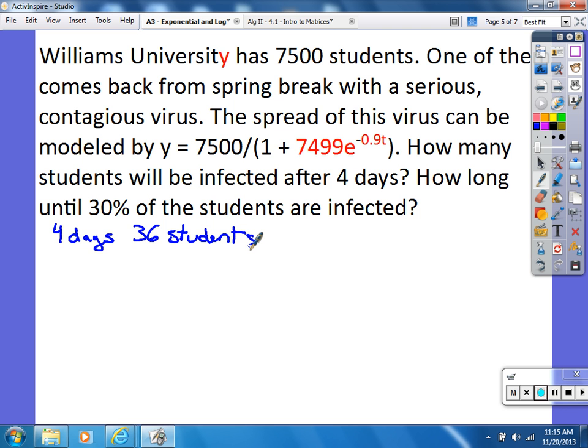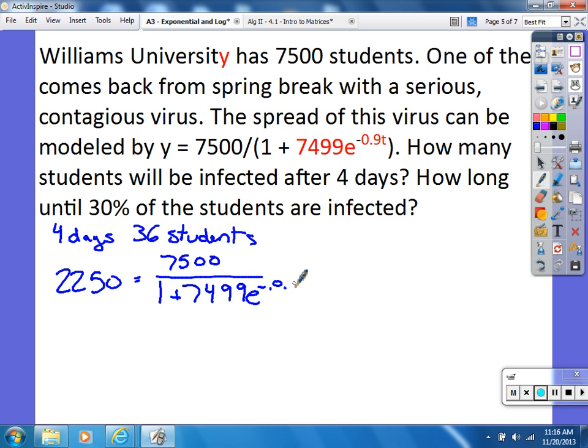What is my starting amount? 7,500. Multiply that by 0.3. So once 2,250 students are sick, once that many is sick, I need to close the school, right? So I have the equation, 7,500 divided by 1 plus 7,499 e to the negative 0.09t. I rewrote this because I don't like it this way. I just put the 7,500 on top and that whole number on the bottom.